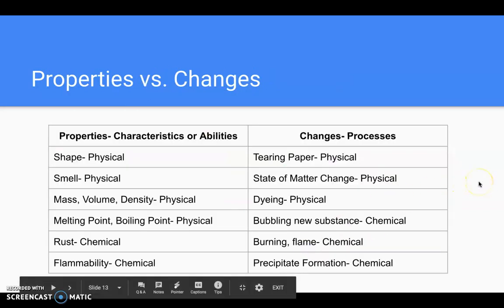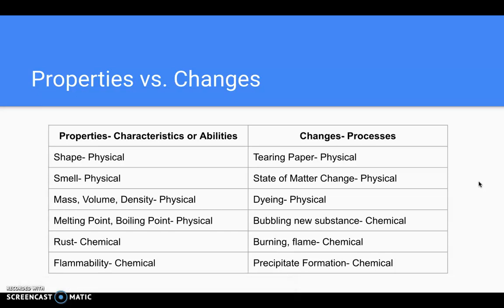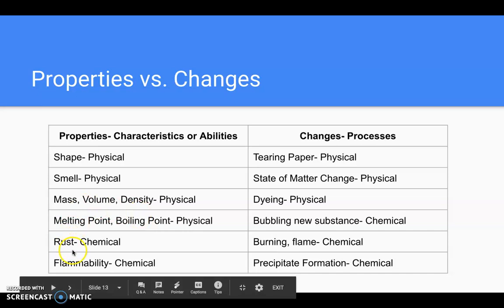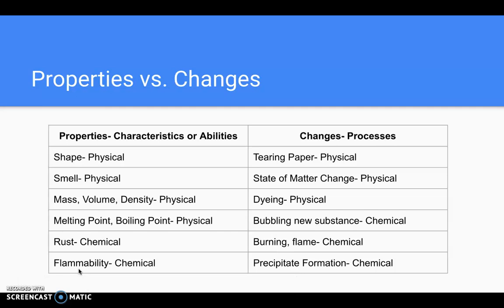So let's talk about the differences between a property and a change. I like to identify properties as characteristics or abilities, and changes as processes taking place, like actions that are happening. So some examples of physical properties are characteristics or abilities. We have shape, smell, measurable properties like mass, volume, and density, as well as melting point or boiling point. The ability to rust, the ability to be flammable. Those are examples of chemical properties.